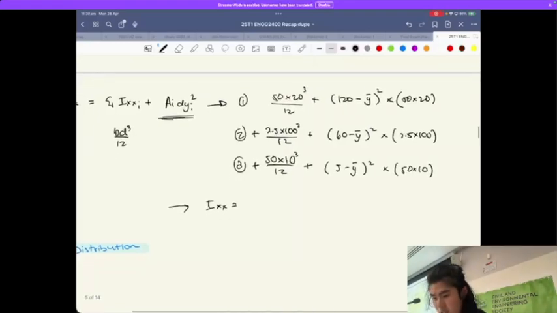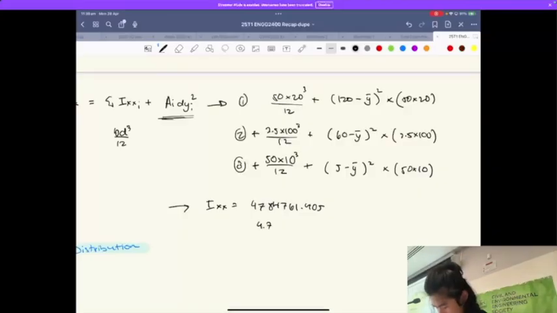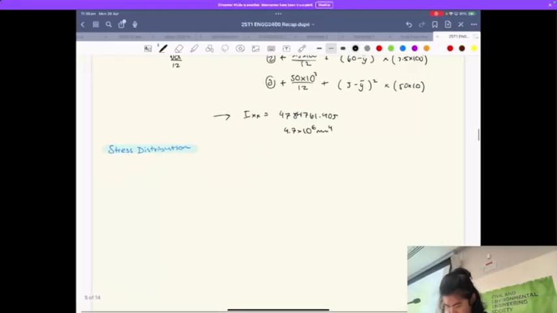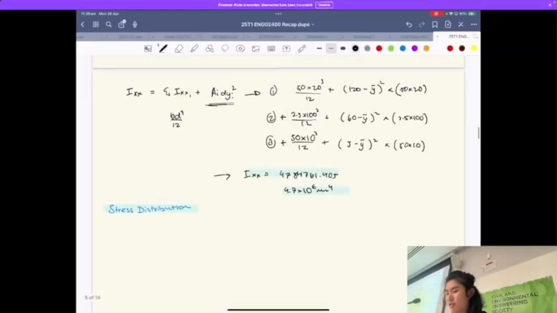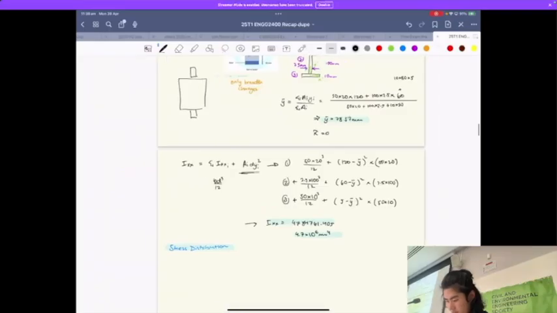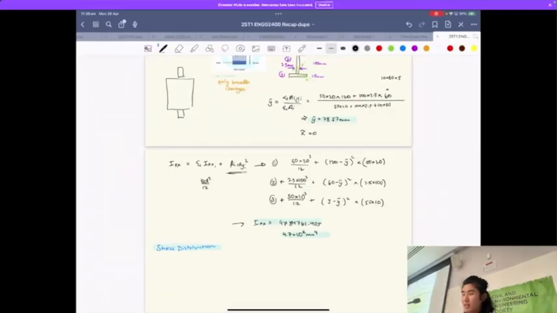All right, and then you should end up with 4784761.405. It's around the ballpark of 4.7 times 10 to the 6. And that's pretty much all of your inertia done. So that's all the first part of solids, essentially.